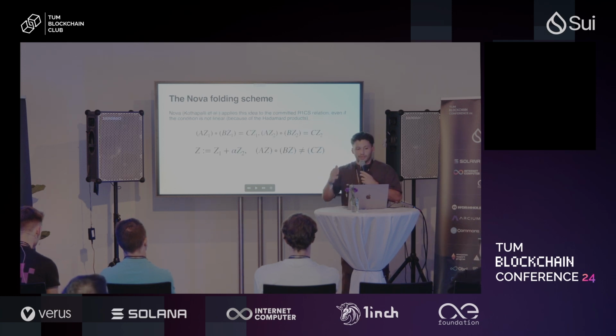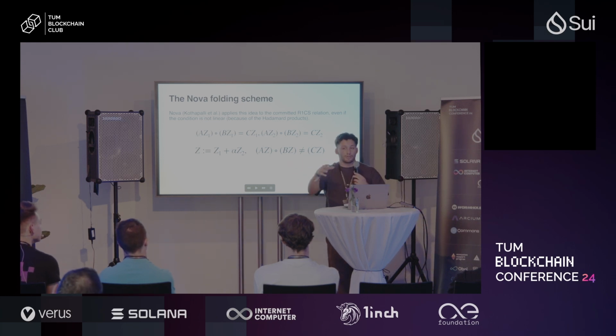So what Nova does is apply this idea to the R1CS relation, even though the condition is not exactly linear. It's not linear because you get the Hadamard products, and these are component-wise. One thing you can check for yourself is that if you have two vectors z1 and z2 that satisfy the R1CS relation, and you take the linear combination, then unfortunately the R1CS relation does not hold.